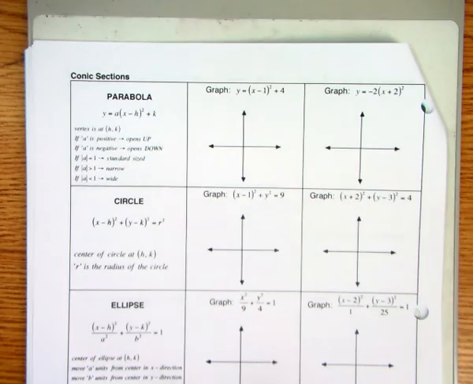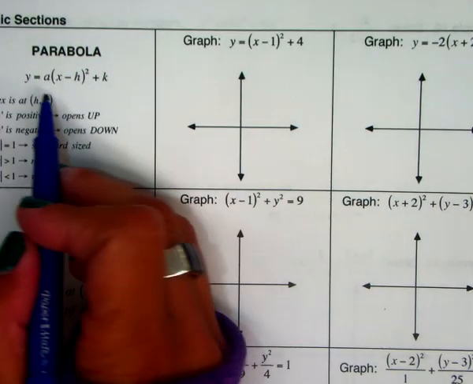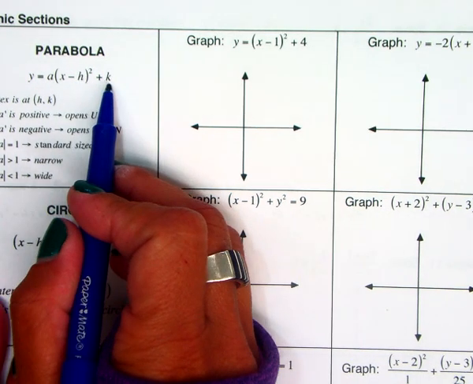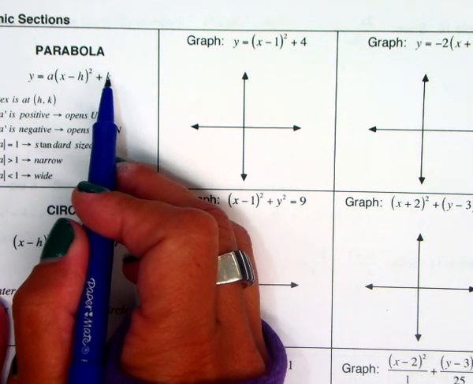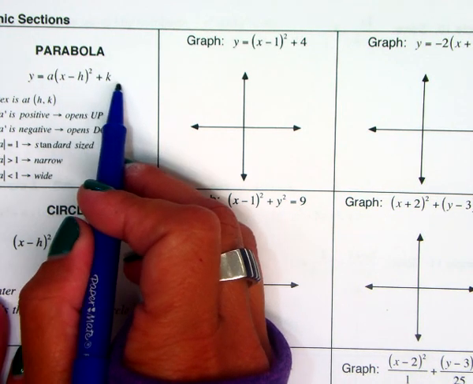Okay, so the one we're going to start with is the parabola. This is in vertex form here on the left, where H and K are your vertex. So you change the sign of H, but you keep the sign of K. And H is the x-coordinate, and K is the y-coordinate of your vertex.